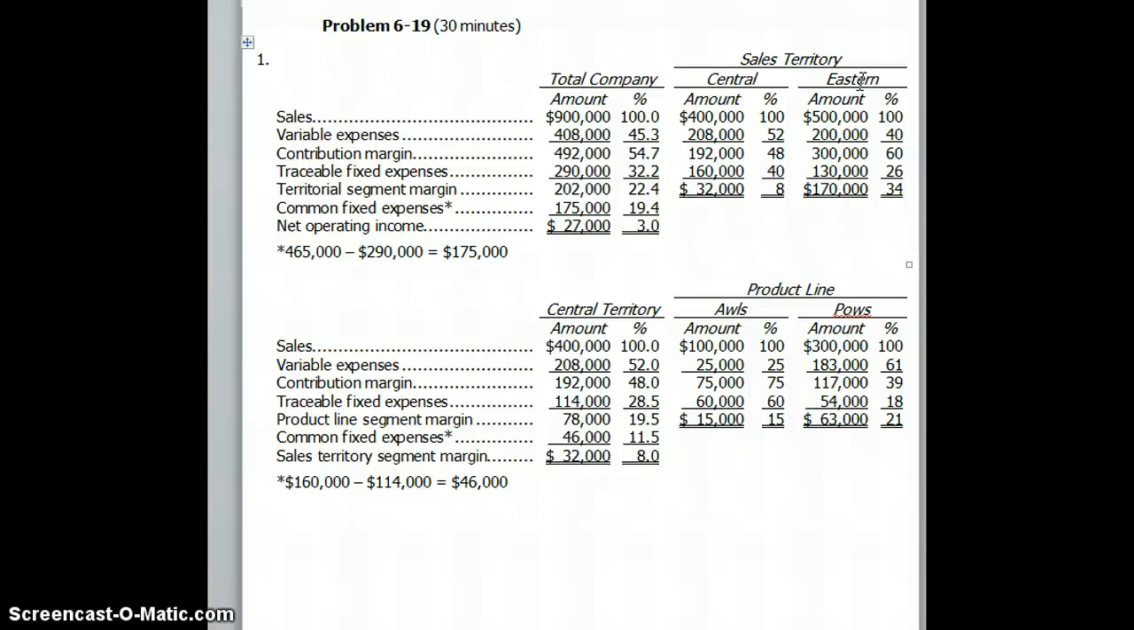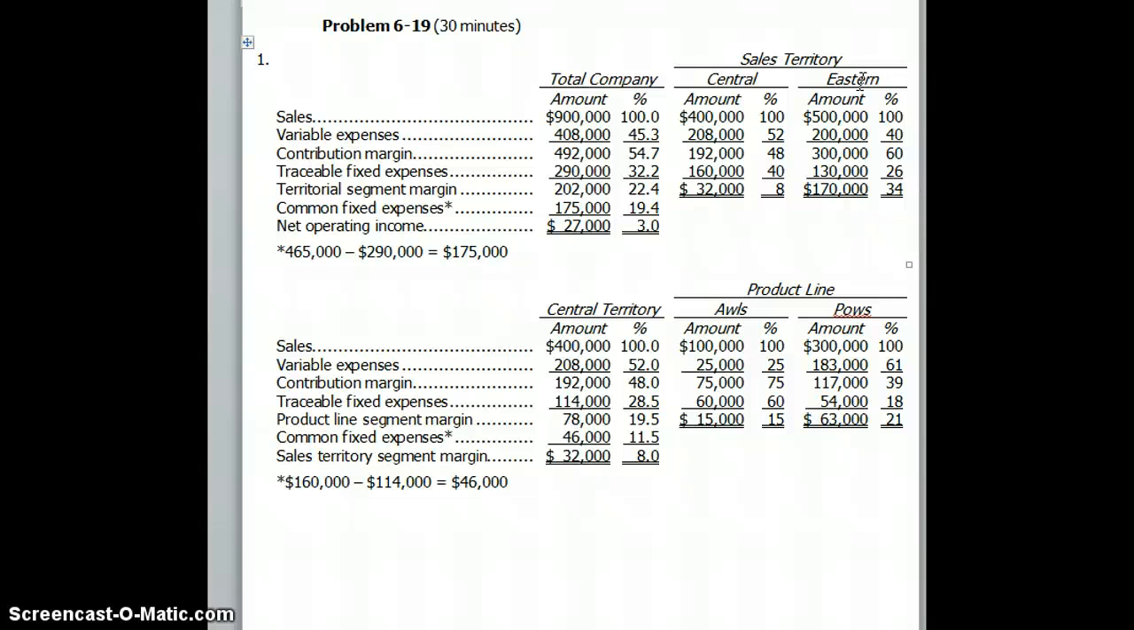The next segment margin that needs to be prepared is given to us in Part B. They break out the Central Territory. If we were to look at the Central Territory, we see that it's the weaker of the two territories. So obviously there would be motivation for us to dig in and find out, well, why is the Central Territory performing so poorly? So we may then break out their income statement for that territory by product line, and maybe lying in the product line segment statements we can see which of the two products is the weaker performer, and that may isolate our problem.